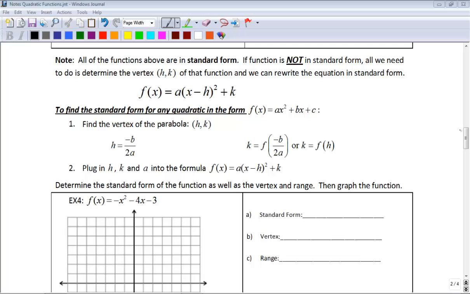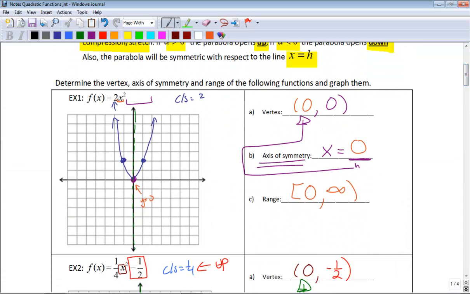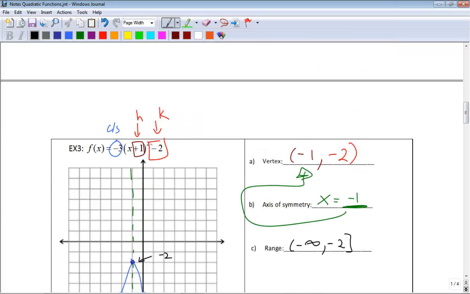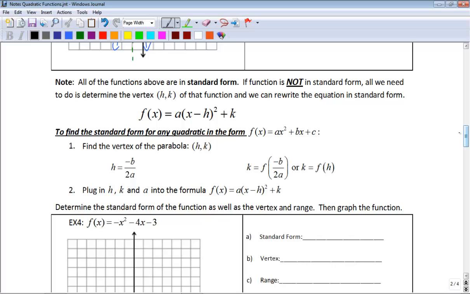So all those functions that we did in the first video, or in part one of this, were all in standard form. So if we go back here, notice that it was always just 1x squared, 1x squared. So for all of these, we were already in standard form. Well, what happens when we're not in standard form? When we're not in the form where we can easily find our vertex?